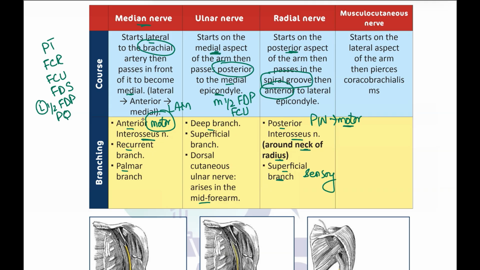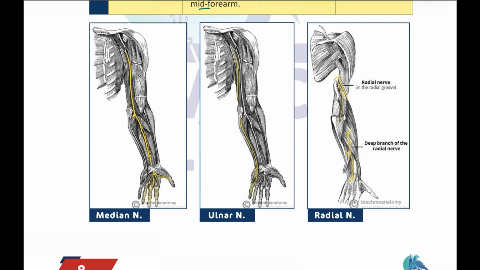Now, the musculocutaneous nerve starts on the lateral aspect of the arm and pierces the coracobrachialis muscle, and it supplies the biceps brachii, brachialis, and coracobrachialis, and then later on it becomes the lateral cutaneous nerve of the forearm, and it supplies the lateral aspect of the forearm. So here you can appreciate that the ulnar nerve is posterior to the medial epicondyle and the radial nerve is anterior to the lateral epicondyle, and it gives the deep branch that is known as the PIN.